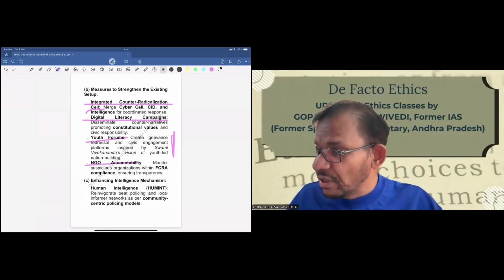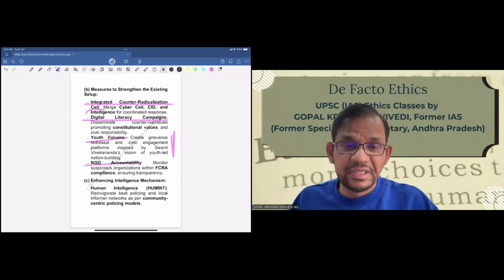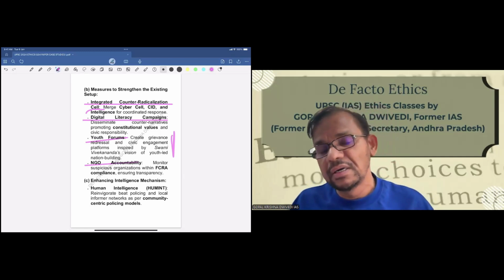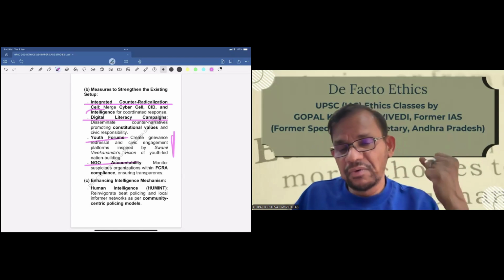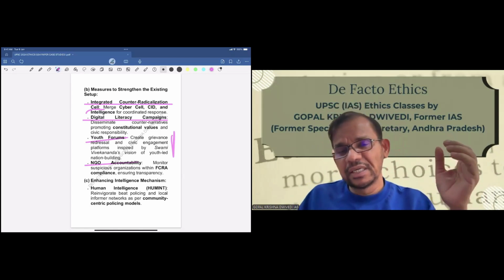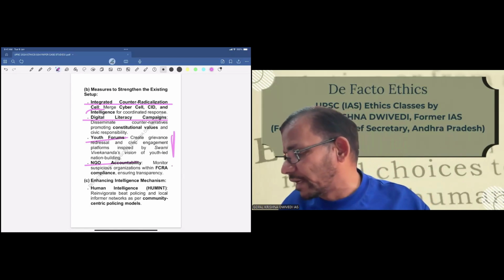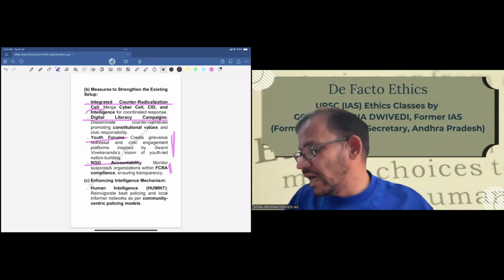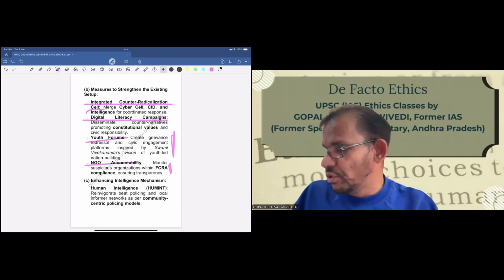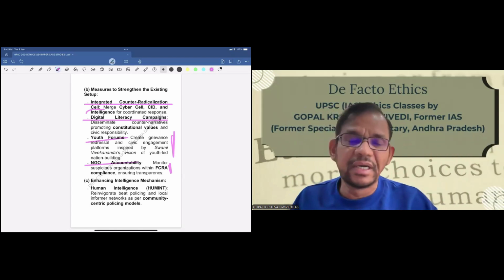Then NGO accountability. Monitor suspicious organizations within FCRA compliance, FCRA, Foreign Contribution Regulation Act. So foreign currencies, if some NGOs are receiving foreign donations, they are regulated by this FCRA Act 2010.